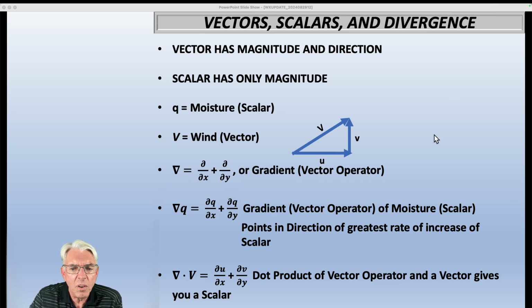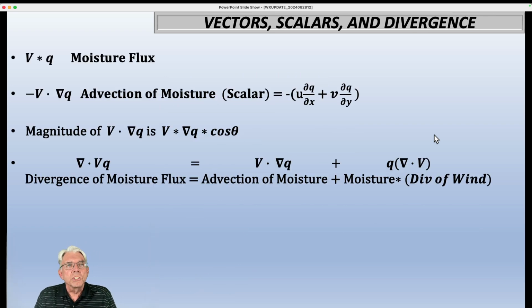All right, let's move on ahead to the next slide here. So if you multiply the wind times the moisture, that's called moisture flux, okay? And that's what we want to be looking at ultimately here, is the divergence of the moisture flux.